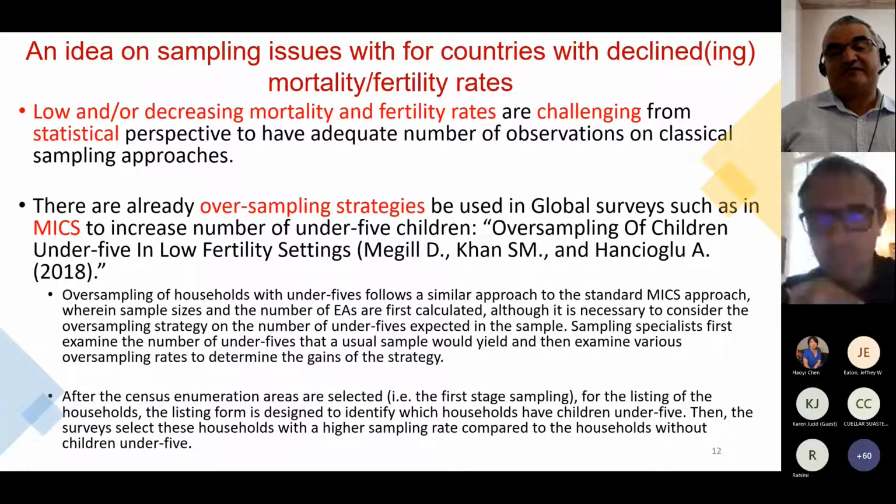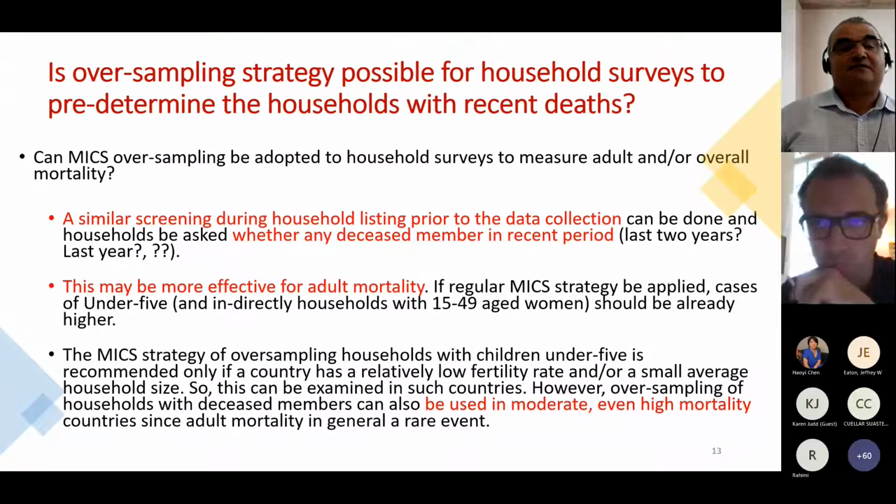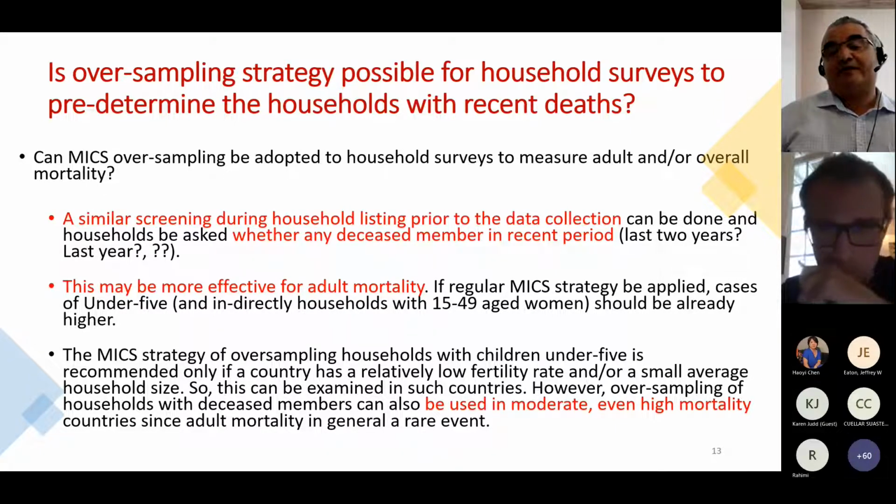This way, we have a significant impact, increasing the number of cases from 1.5 times to 2.8 times in some countries. Of course, this has some other issues, but I was thinking: can we adapt this to household surveys to measure adult or overall mortality? Can we do a kind of screening during the household listing, prior to the data collection, and collect information on whether any member of the household deceased in the recent period? We can also discuss what the recent period is: a year, the last 2 years, or the last 6 months.